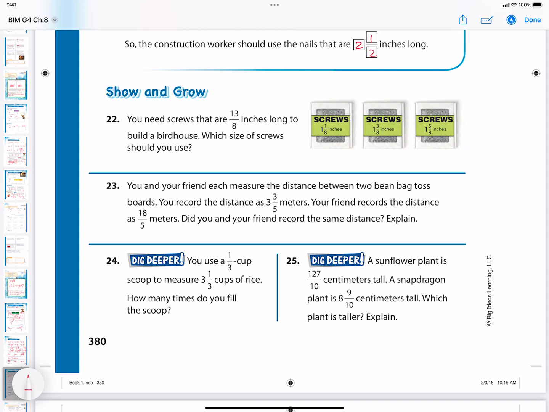Now 22, same question, okay? You need screws that are 13/8 inches long to build a birdhouse. Which size of screws should you use? Okay, this is equal to what? 13 divided by 8. 8 can fit into 13 by what time? Yes, just one time. 13 take away 8 is what? Yes, 5. So remainder 5. That means 1 is our whole number and remainder goes on top, and our divisor goes on the bottom. So 1 and 5/8. That's it.